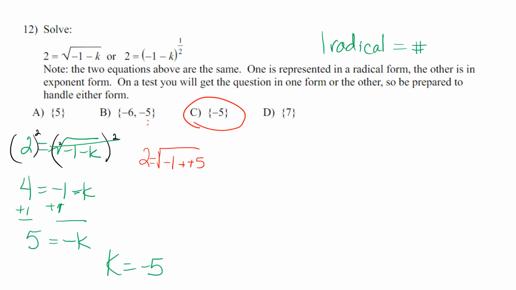Minus negative becomes plus. So does 2 equal the square root of 4? Yeah, 2 definitely equals 2. You got it. Remember, we're only looking for positive solutions when we take our square roots at the end. All right, showing you the other method.